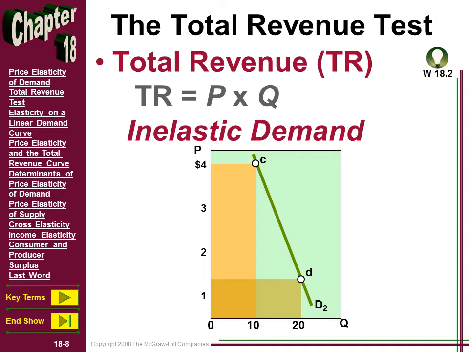But because demand is inelastic, the total revenue test tells us that decreasing price actually causes total revenue to fall, because price and total revenue will move in the same direction. This firm lowers price from $4 per unit to $1 per unit, and total revenue falls from $40 per week to $20 per week.